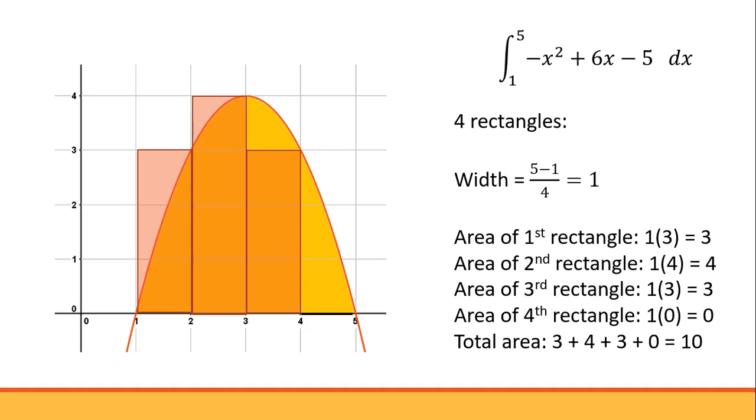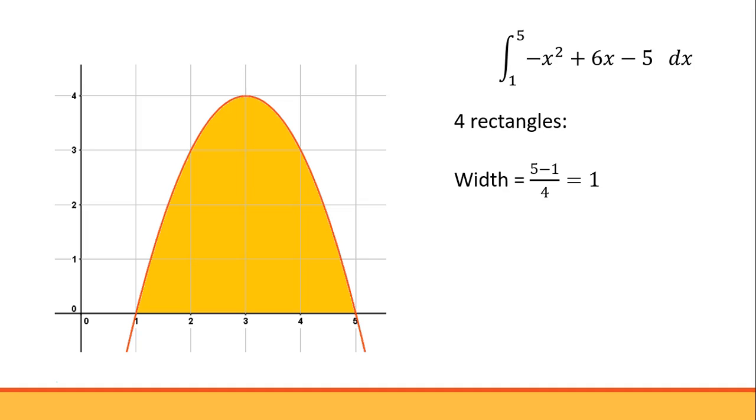10 isn't the exact area that's underneath the parabola, but it's probably pretty close because some of the rectangles are a little outside the parabola, and we're also missing some of the area that's inside the parabola. So between those two things together, we probably have something fairly close to the actual area underneath this parabola.